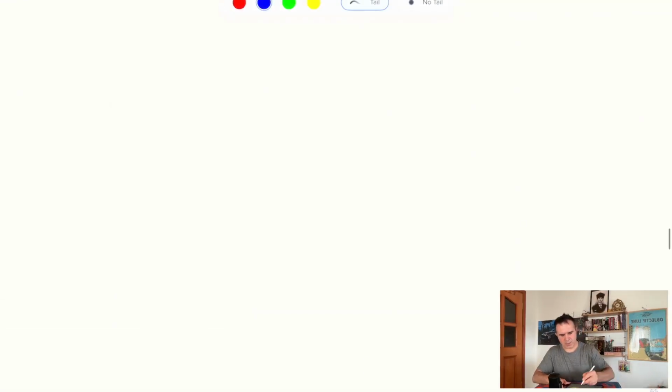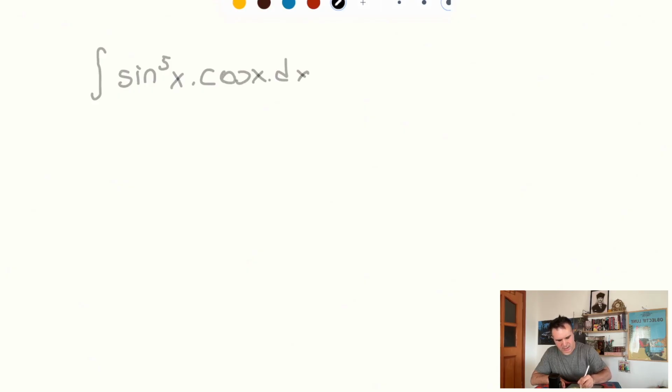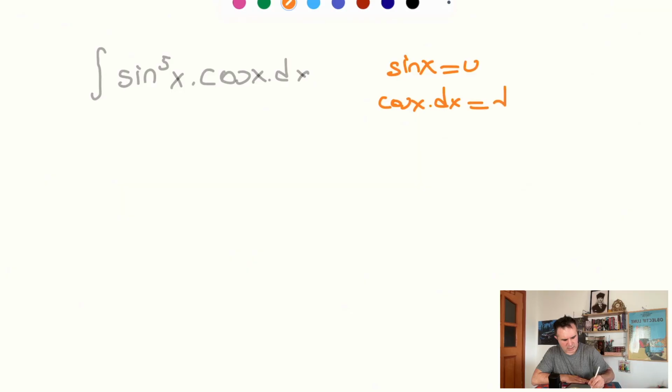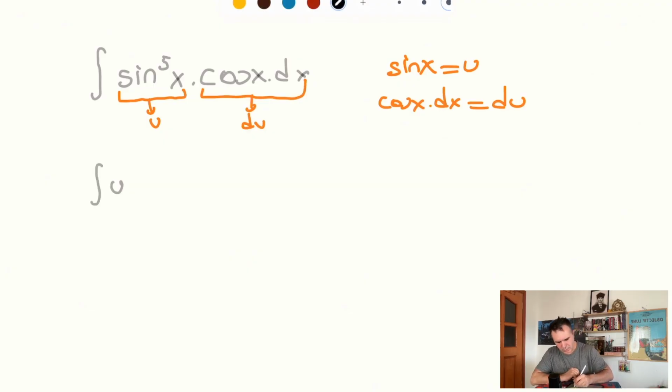Let's solve the problem. The problem was sine to the power of 5 x times cosine x dx. If we say sine x equals u, take the derivative of both sides: cosine x times dx will be equal to du. Then in the integral we will say u for sine x, and du will be cosine x dx. The integral becomes u to the power of 5 times du.